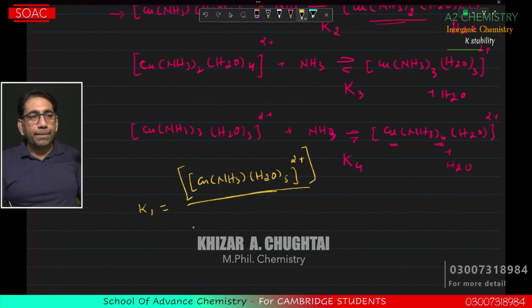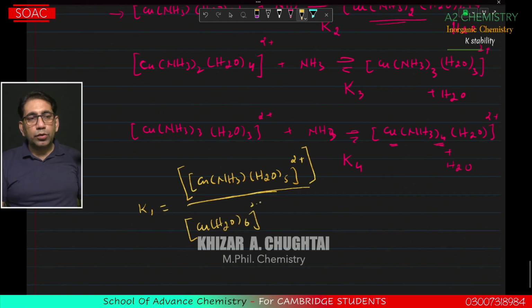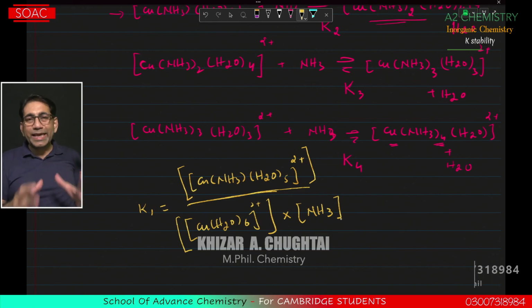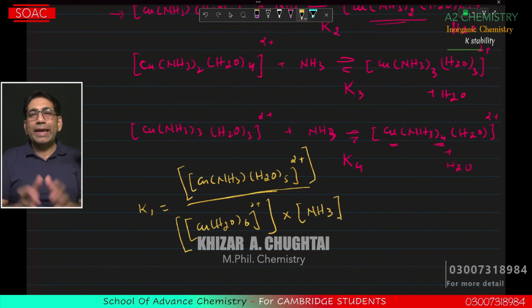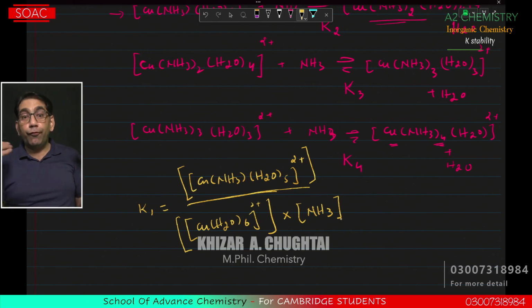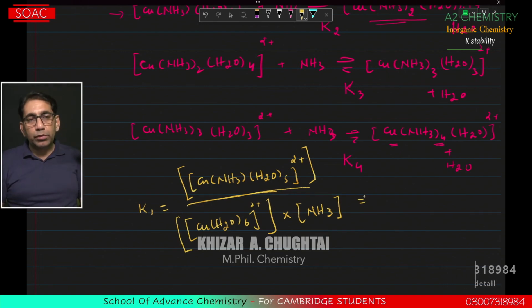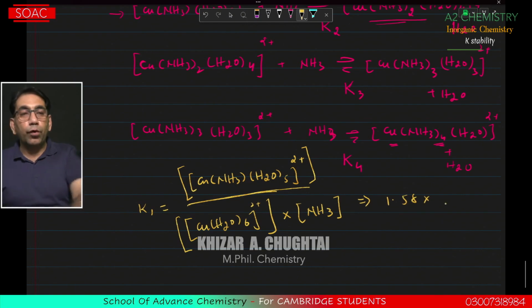Now divided by what was the initial complex? Cu(H2O)6 2+. The concentration of this complex multiplied by the concentration of NH3. This is the true expression of K stability of one step. And let's suppose from the data booklet we can see that its value is 1.58 times 10 raised to the power 4.